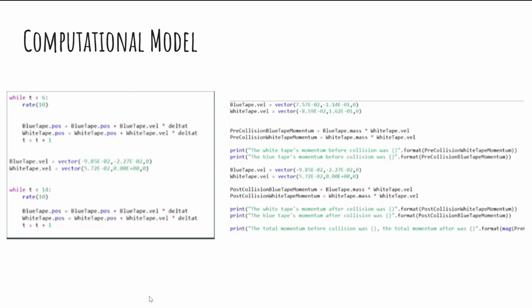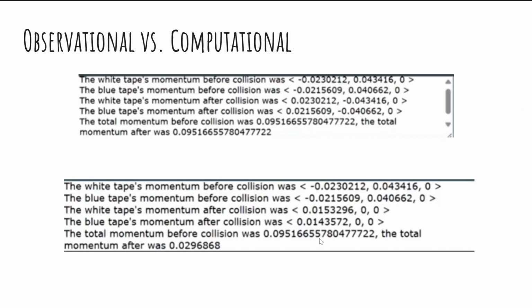So here is the rest of the computational model. There are two while loops that use the position and velocity update formulas to figure out the motion of the blue tape. And on the right, we have the finishing aspects of the model and the code.